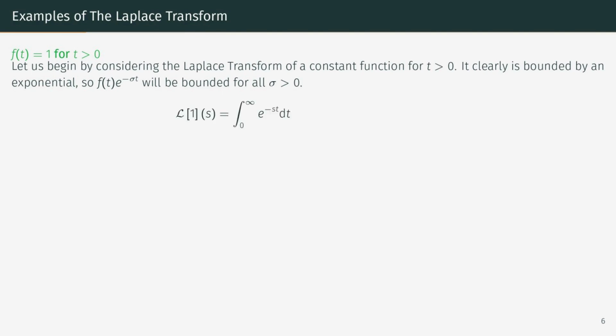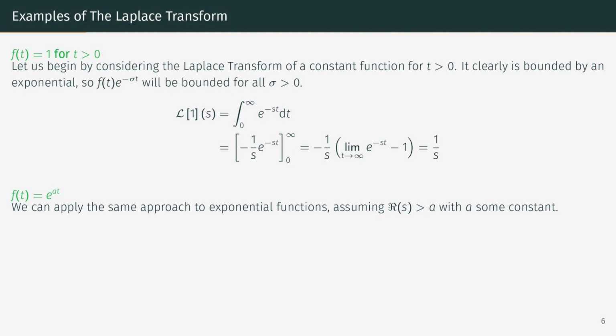So then the Laplace transform of our function f of t equals 1 is equal to the integral of e to the negative st dt from 0 to infinity, which we can then see is equal to negative 1 over s, e to the negative st, from 0 to infinity. Evaluating the bounds, we can see that this equals negative 1 over s times the limit as t goes to infinity of e to the negative st minus 1, which just equals 1 over s.